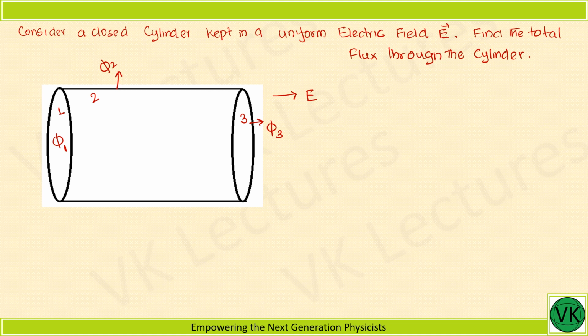Now there are three surfaces, that is 1, 2 and 3, and since flux is a scalar quantity, the total flux will be the sum of phi 1, phi 2 and phi 3. Now let's see what is phi 1. So phi 1 is equal to E dot A1, that is, the uniform electric field dot A1. Now we need the area of this.